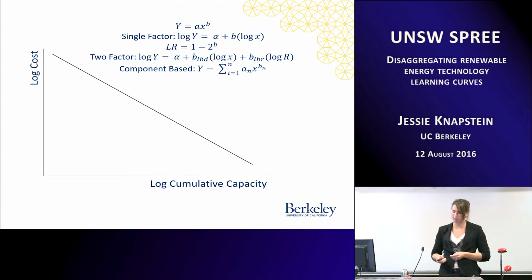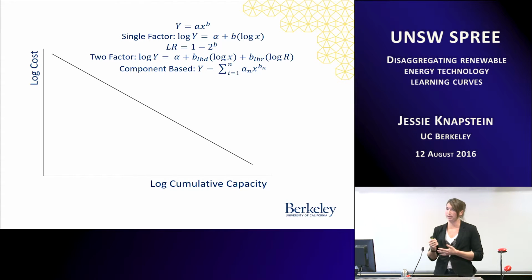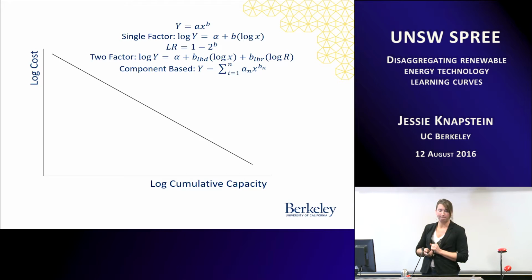So these models show improvement in forecasting in the short run, the two-factor and the component-based models, especially when you layer them on top of each other. But unfortunately, our empirical understanding of that data, learning by doing and learning by research, in the long run is no better than exogenous data. So we've only seen benefits in like a 20-year period, which, as we all know, for energy technologies is pretty limited. Questions so far? Quiet crowd.